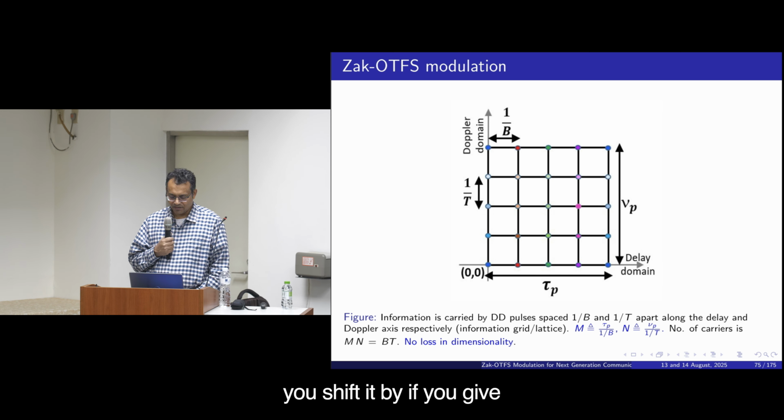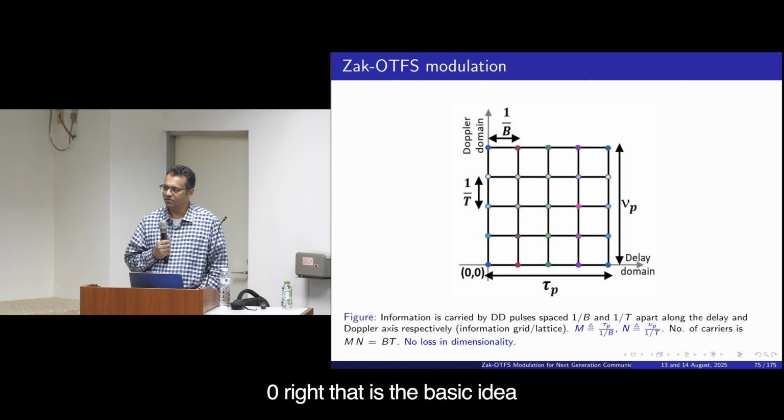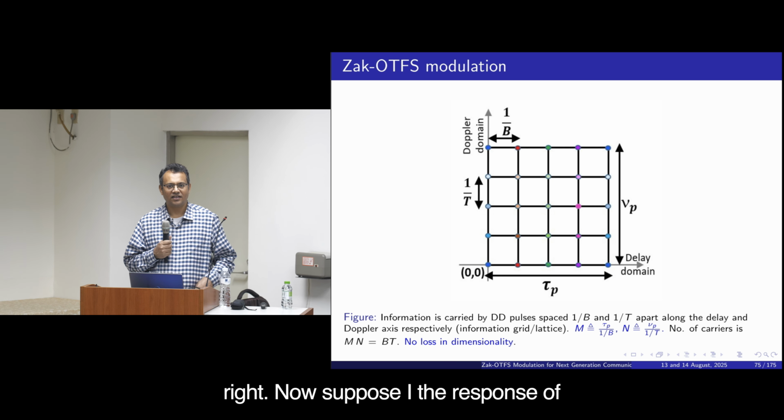And suppose I want to generate this carrier, right? What will I do? I will start with this carrier, I will give it a Doppler shift of 2 times 1 over T, right? So that gives me this carrier, right? And then on this carrier I will give it a delay shift of 1 over B, and then I will get this carrier, right? That is how all these other carriers are generated from this carrier at 0 0, right? That is the basic idea, right?